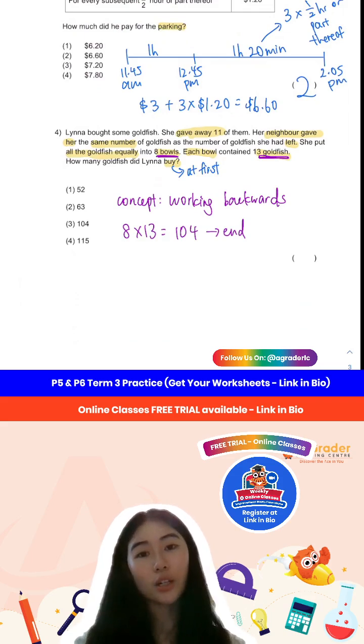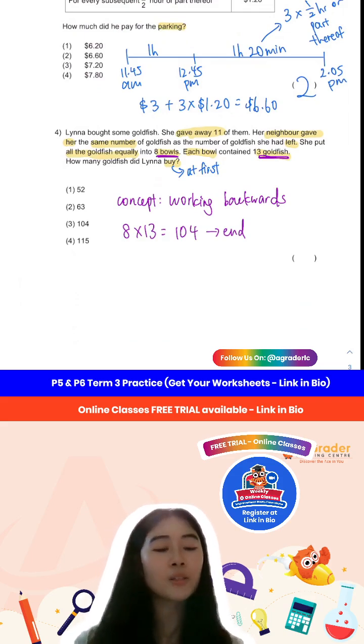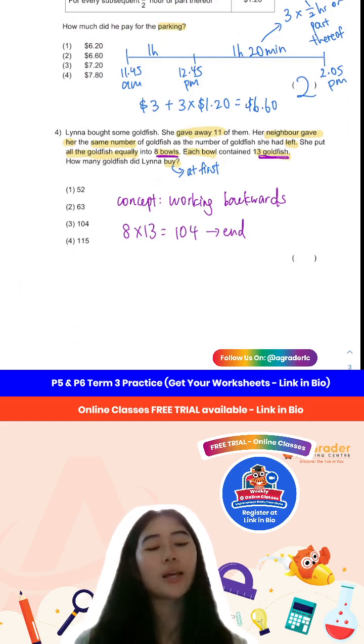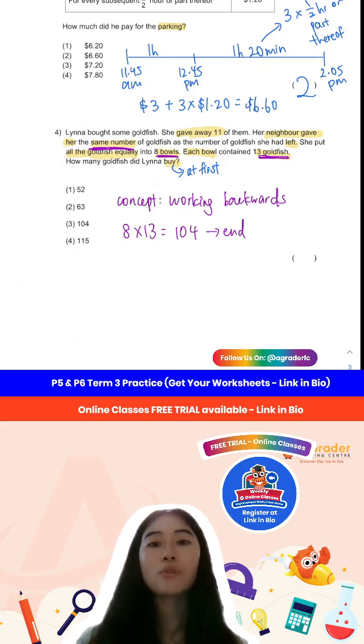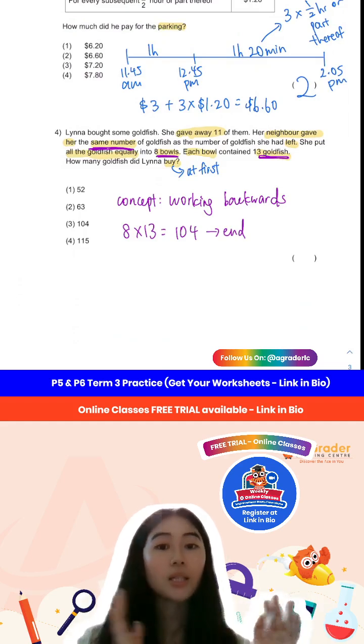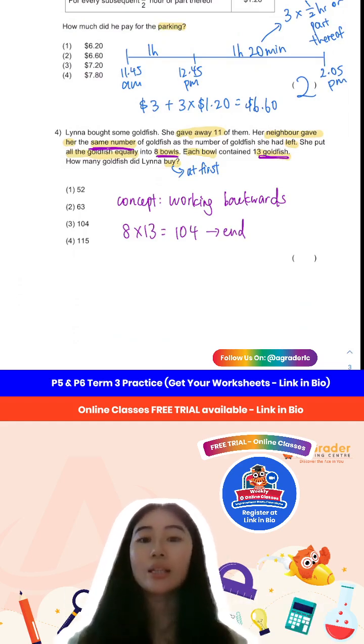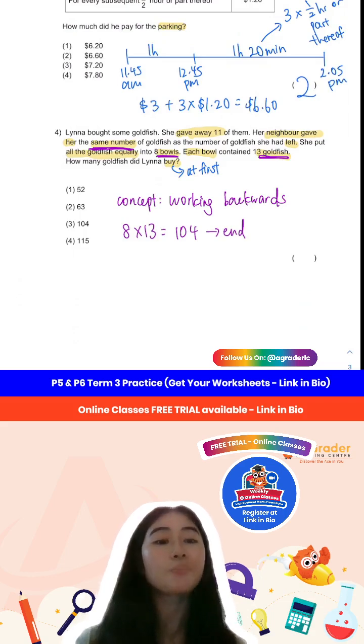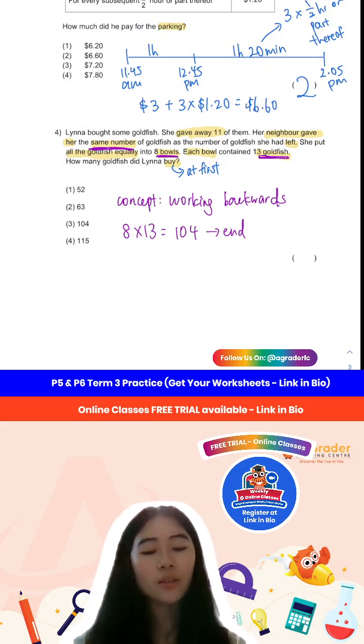Now we're going to move to the previous sentence. The previous sentence said that her neighbor gave her the same number of goldfish. So if you have a certain number of goldfish and your neighbor gives you the same amount, this means that you're basically doubling your goldfish. So this sentence here actually means times 2.